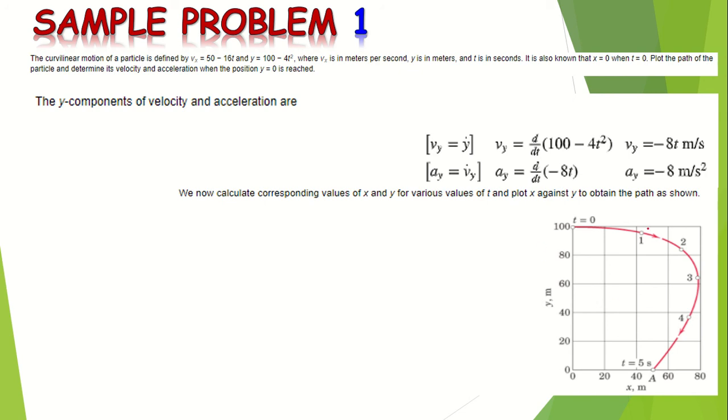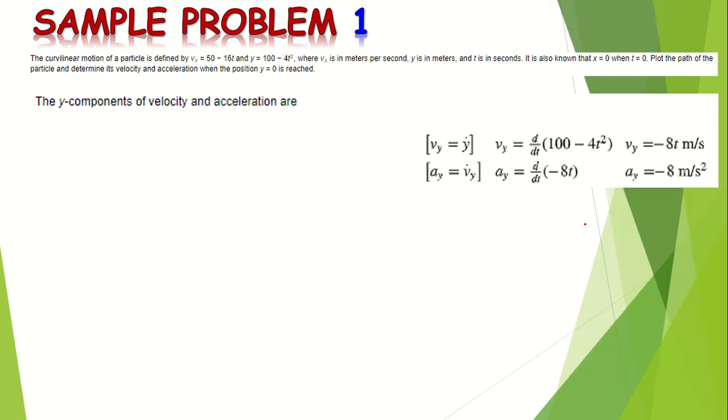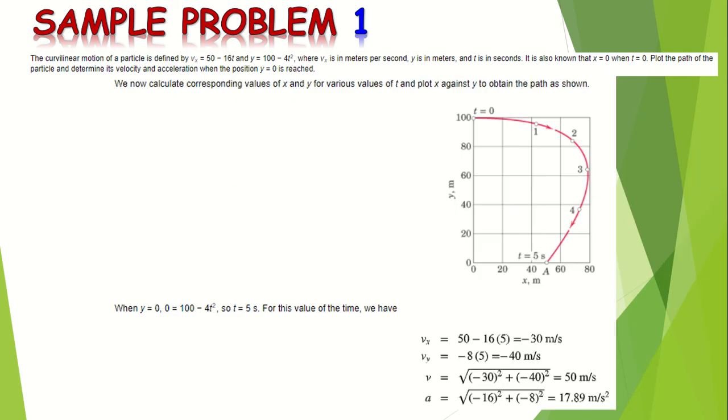Alright, so from here, this is plotted, class. This is our y, this is our x. So we have solved x and y. Okay, so from here, when y equal to 0, substitute y equal to 0 here, and then calculate for t. So substituting y equal to 0 into this equation, we have y equal to 100, but y is equal to 0.